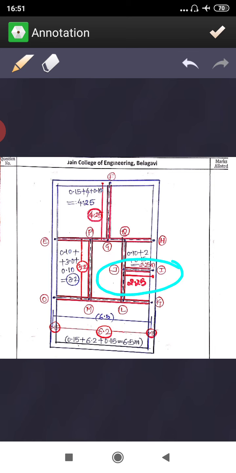See this IJ here, this side it is 30 centimeter and this side it is 20 centimeter. So I have taken in to in as 2 meter, so here it is 0.1 plus 2 meter plus 0.15, so it is going to be 2.25. That calculation I have shown here. So this is how I have got the center to center distance of all the walls.